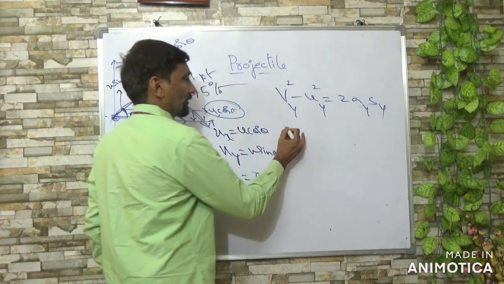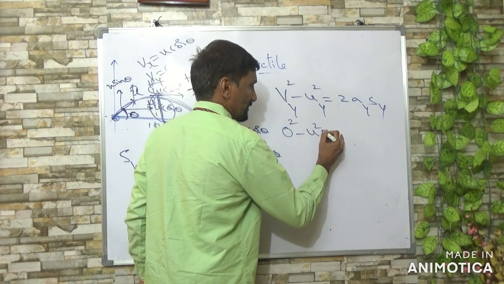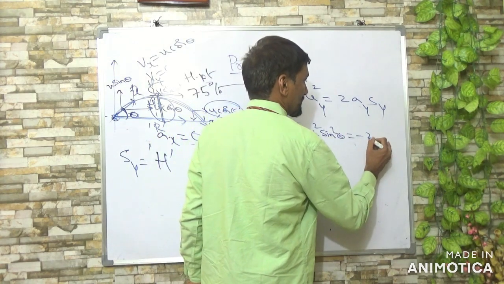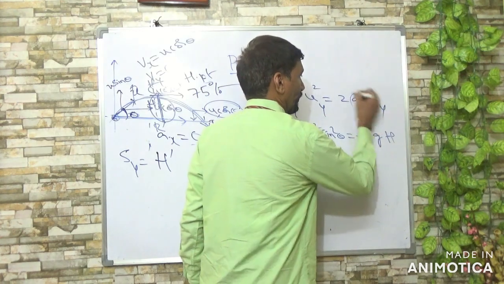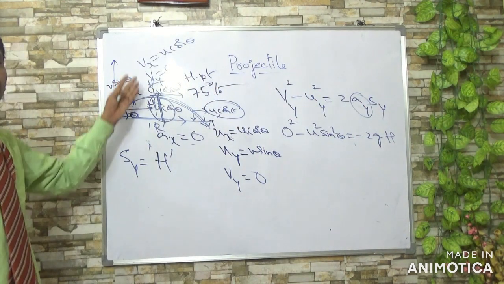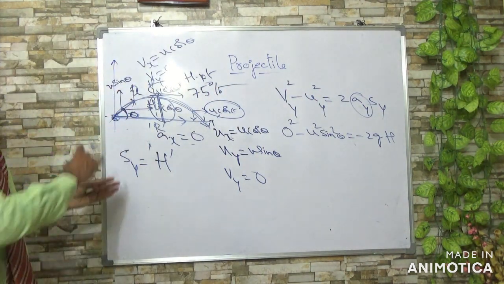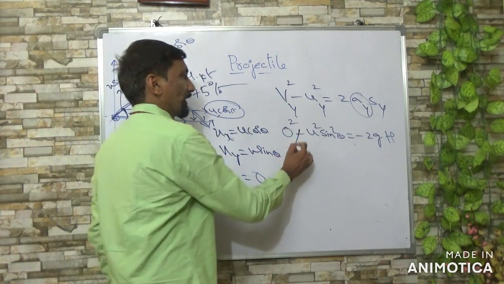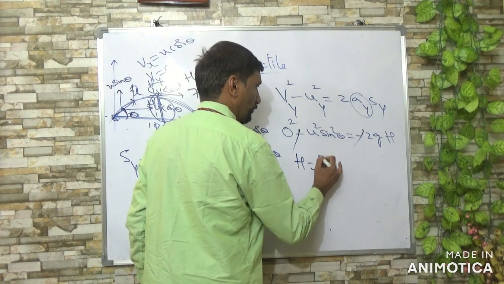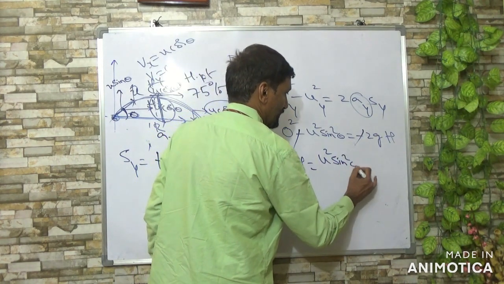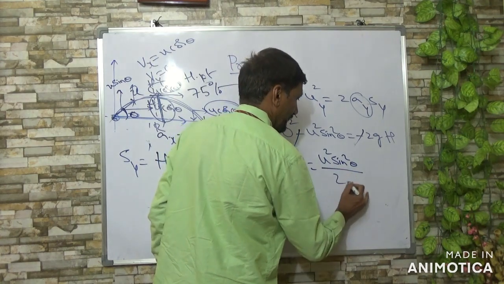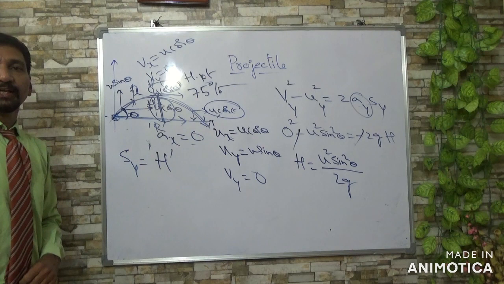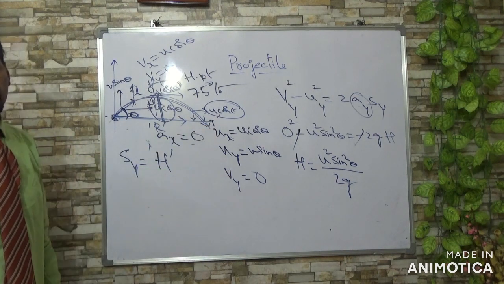Vertical: 0 square minus u square sin square theta equals minus 2gh, because the body is thrown at an angle theta into the air, so it is against gravity, that's why minus. The minus signs cancel, so h equals u square sin square theta by 2g. So this also you derived based on this concept only, right?